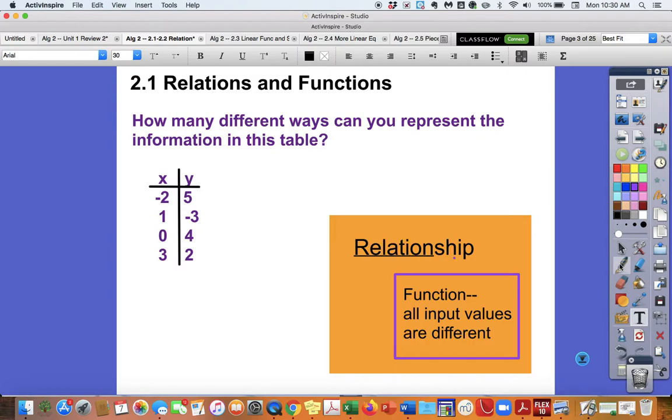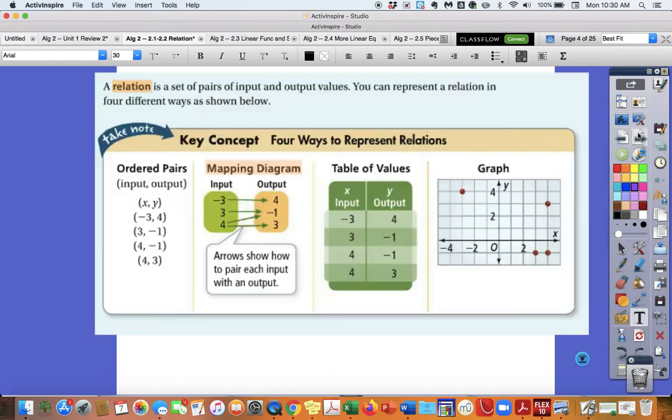Whenever we look at this question, it says, how many different ways can you represent the information in this table? We know it's a relation because there's a relationship between the items on the left and the items on the right. We have x values and y values. So -2 goes with 5, 1 goes with -3, 0 goes with 4, and 3 goes with 2. They're paired. So how many different ways can you do that? Obviously a table, but there are some other ways.